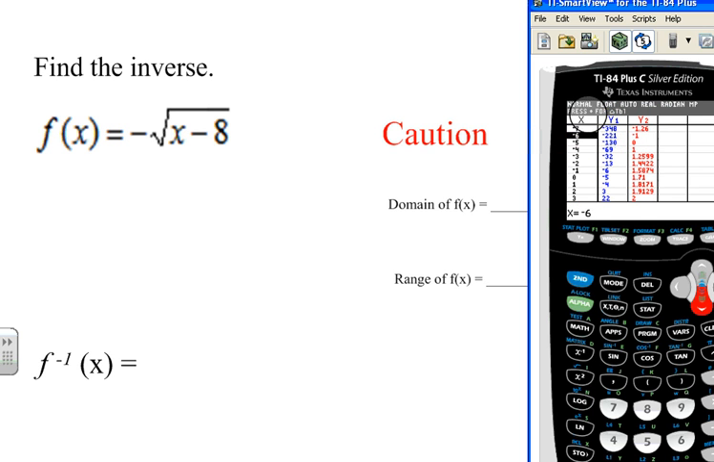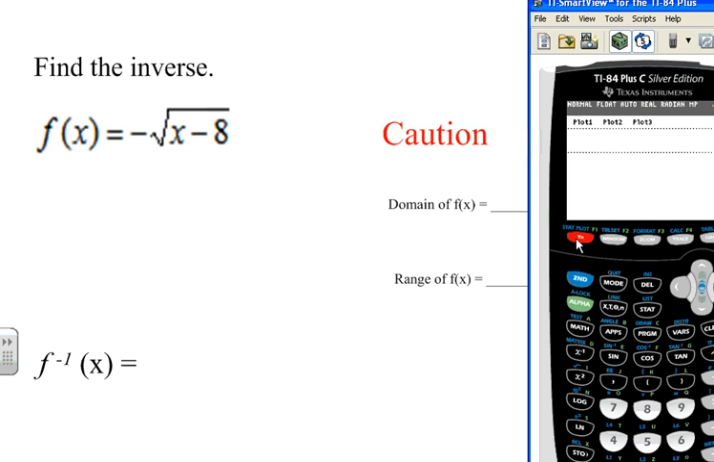I'll get rid of that right there. And we want to go to our y equals, and we'll punch those in there, so we can get a decent graph. It is this square root function. And we have a negative right up there, so I'll put a negative. And we have the square root of x minus 8.